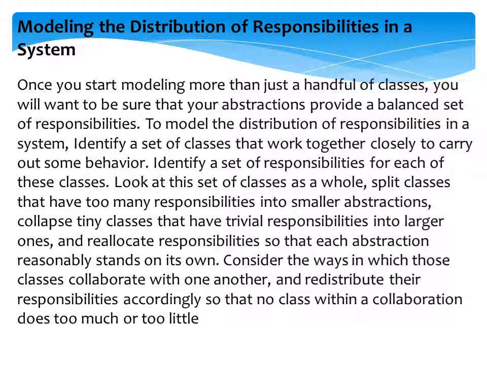Identify a set of responsibilities for each of these classes. Look at the set of classes as a whole. Split classes that have too many responsibilities into smaller abstractions. Collapse tiny classes that have trivial responsibilities into larger ones and reallocate responsibilities so that each abstraction reasonably stands on its own. Consider the ways in which those classes collaborate with one another and redistribute their responsibilities accordingly, so that no class within a collaboration does too much or too little.